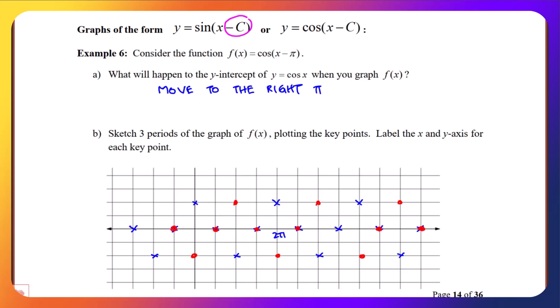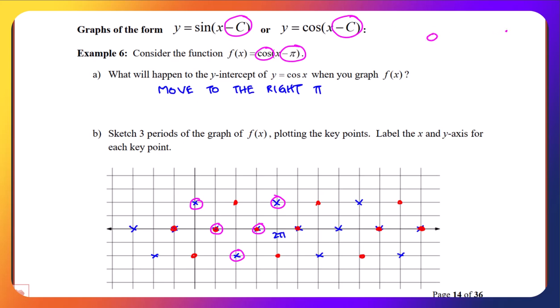Inside the function, next to the x, is our horizontal shift, like we've done in the past. And so, if you look at the blue x's, that's our original cosine graph. And we're going to shift this graph to the right pi.